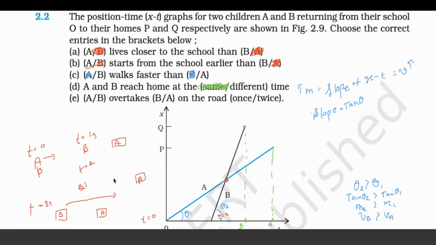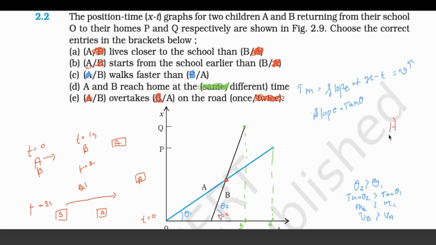So B will overtake A. So the answer is B overtakes A. How many times? Once. Only once it overtakes. At what time? At the intersection point. Why at the intersection point? Because at that time the distance from the school of both A and B will be the same.